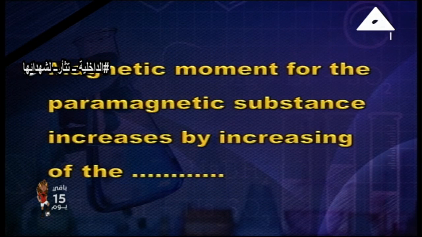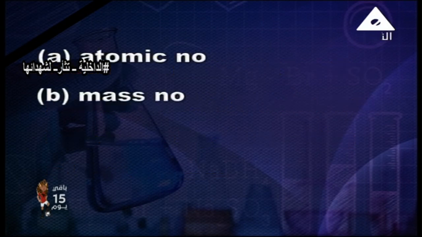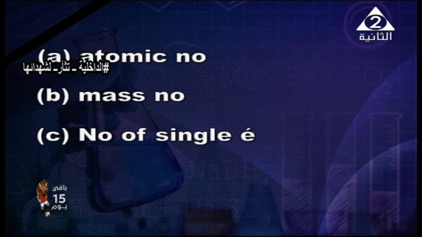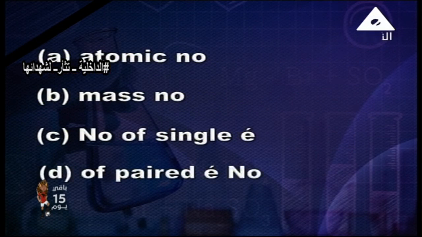Next point. The magnetic moment for the paramagnetic substance increases by increasing of what? The atomic number, the mass number, the number of single electrons, the number of paired electrons. If you think about it, yes, it will be the number of single electrons.